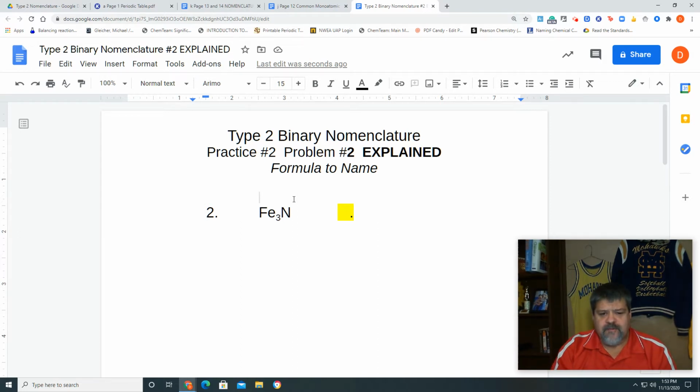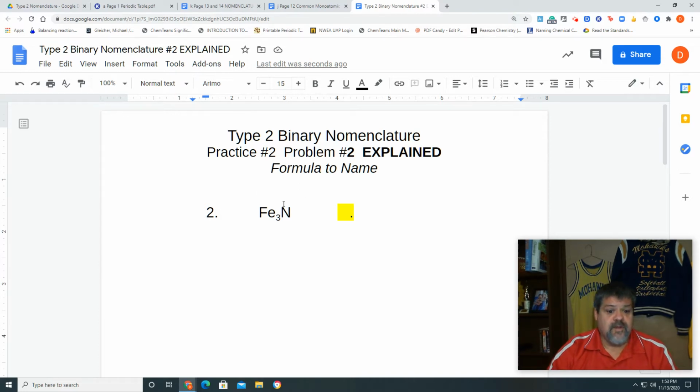So again, when we're going from the formula to the name with type 2, we have to figure out the charge of the metal, the type 2 metal. First of all, make sure it's a type 2 metal, and then go ahead and figure out the charge of that. We do that by going backwards from the nonmetal.